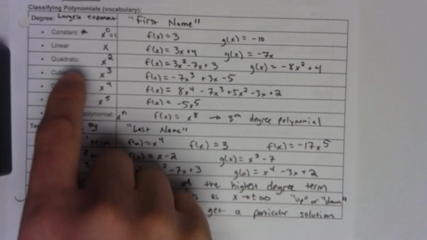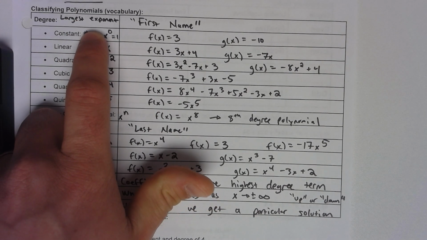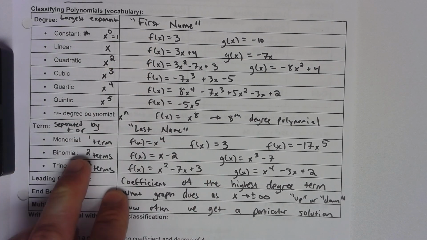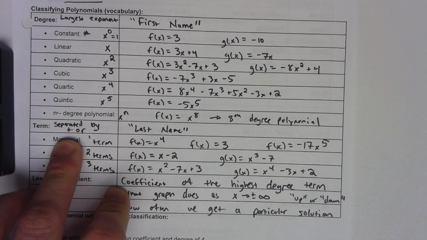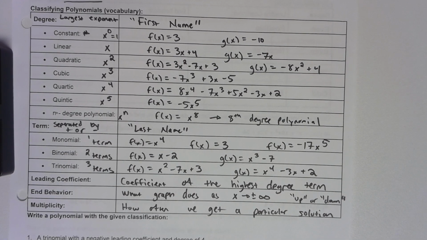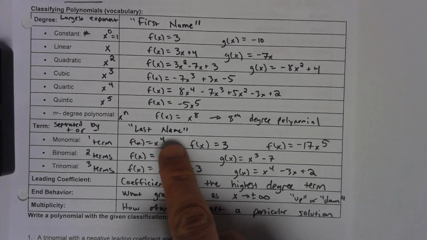So remember that a polynomial is classified based on its largest exponent, which is the degree. That's the polynomial's first name. And then it's also classified by the number of terms. Terms are separated by plus or minus signs. And then based on the number of terms, we get to the last name.